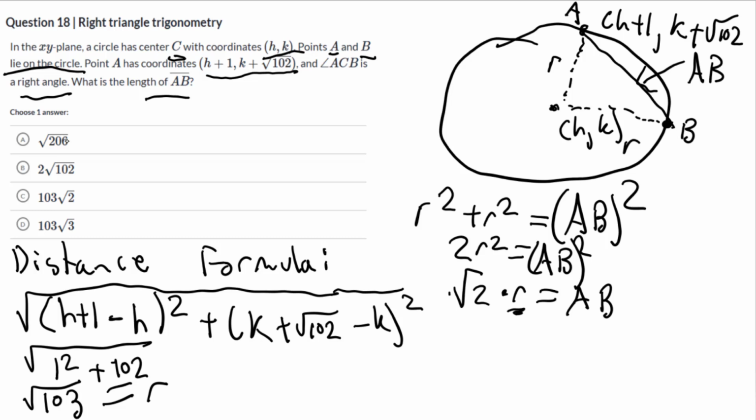And so we can then use this equation that we found right here, and we can plug in the r. We can get the square root of 2 times the square root of 103 is equal to the length of AB.